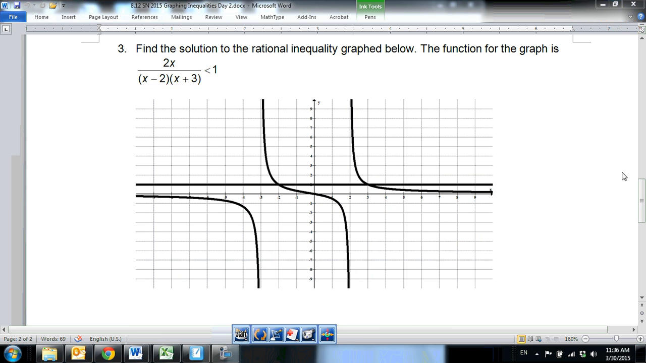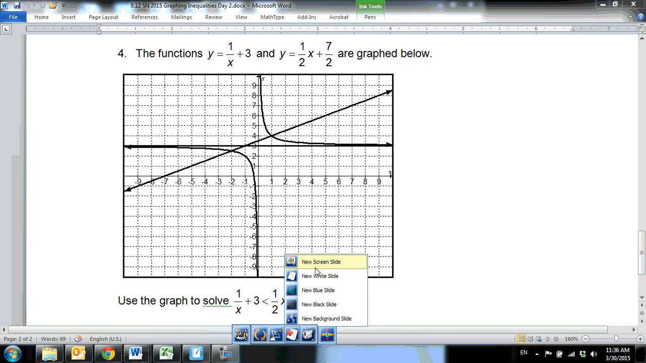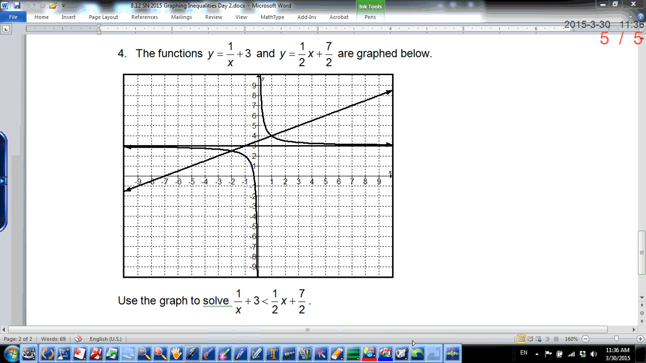Number 4, I'm going to have you try on your own, but I do want you to please change the less than sign to a greater than sign because we haven't done any greater thans, and I just want you to have some practice with it. So change the less than sign to a greater than sign, please. And then I would like for you to try it on your own.